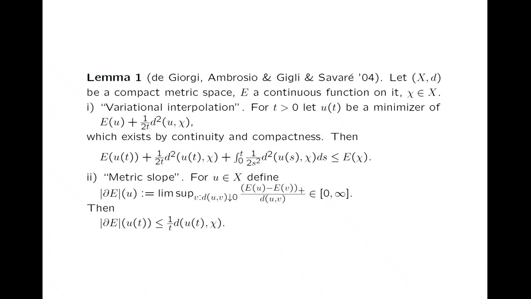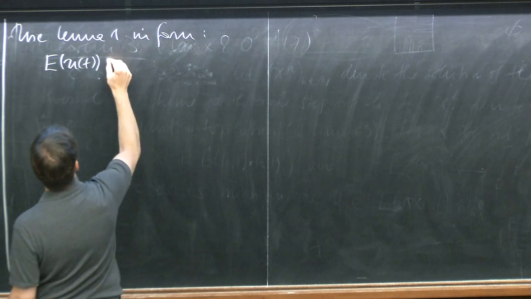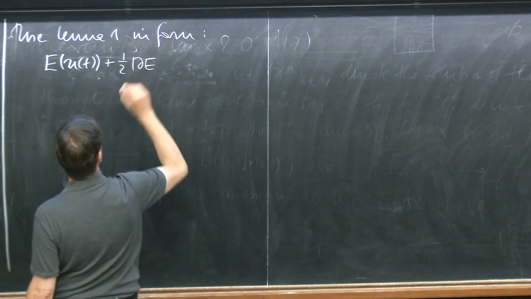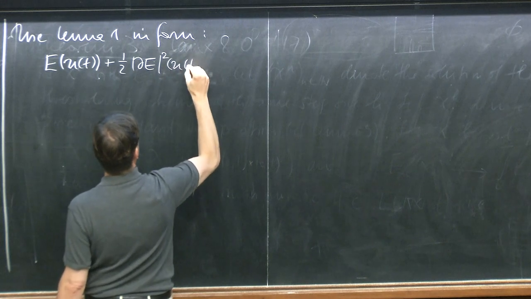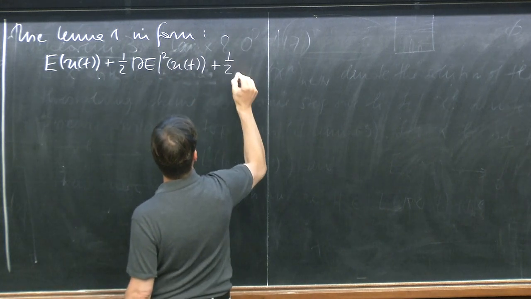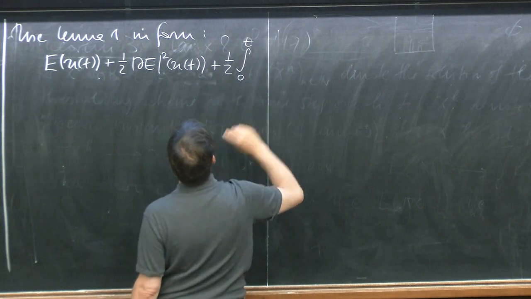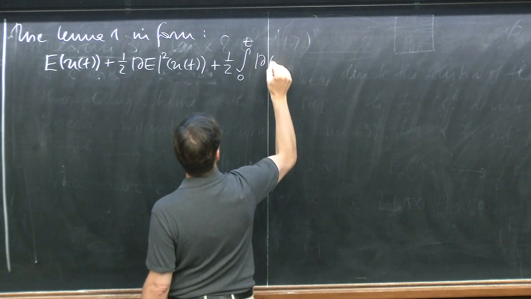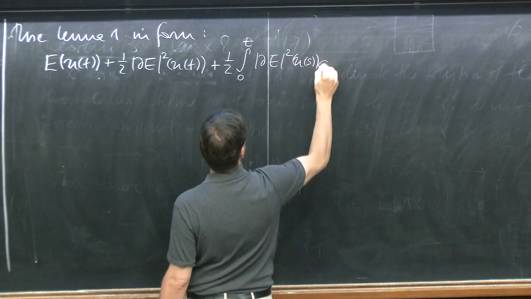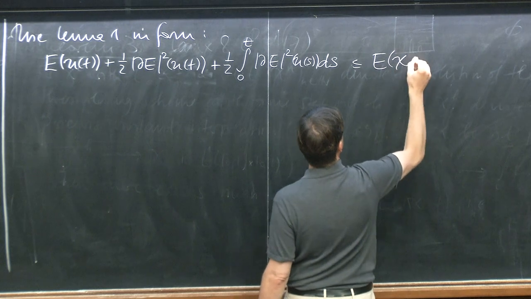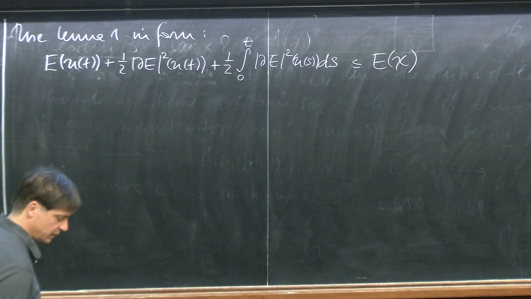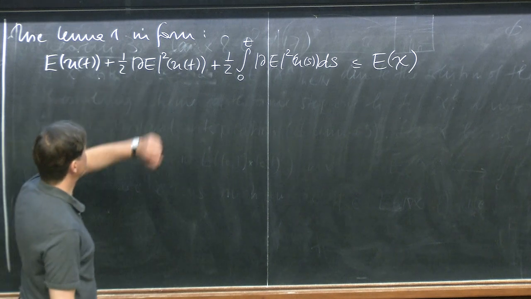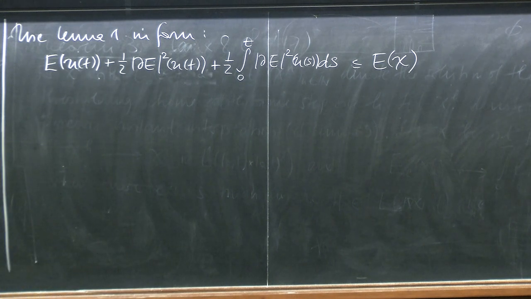So then it turns into E of U of T plus 1/2 metric slope squared of U of T plus 1/2 times the integral from 0 to T metric slope squared U of S ds is less than E of chi. That's the form we're going to use, where you have the metric slope in both places. And the way we're going to use it is now on this minimizing movement scheme.